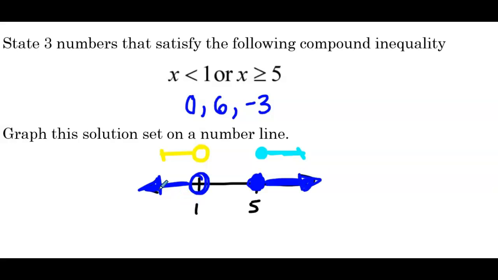There is the graph. So for an OR, whatever we have above goes on our number line. And with an AND, we're looking for the intersection, that change in color.